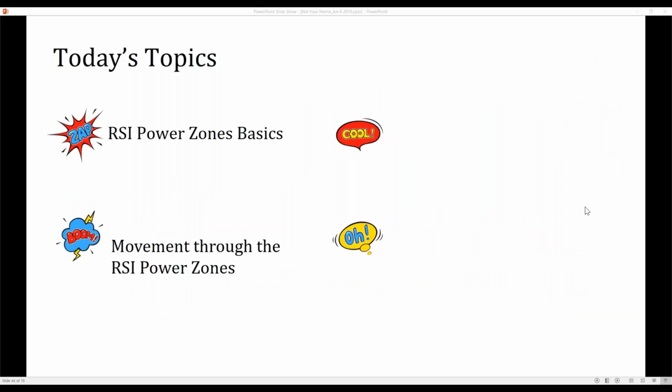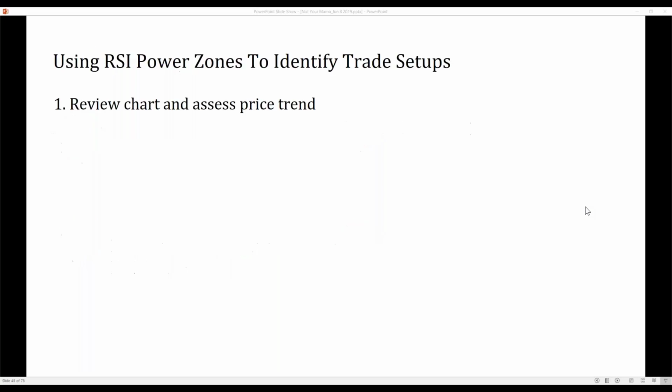All right. So now we get into the nitty-gritty, the details. How do you use RSI power zones to identify trade setups? This slide is going to be another one of those purely educational slides that's good for reference. So get ready to take a screenshot or photo at the end, and keep it for your reference because you took the time to be here.